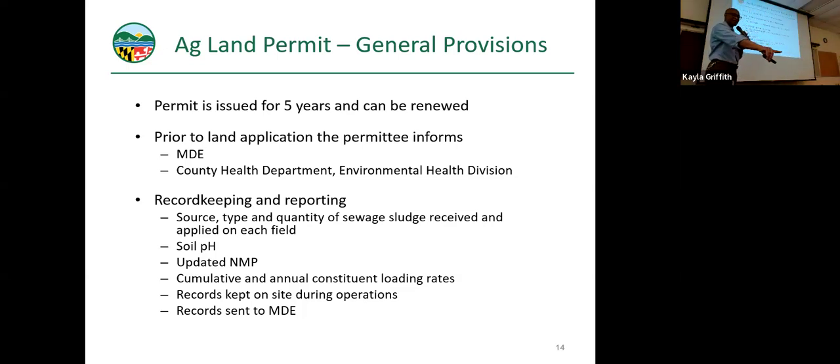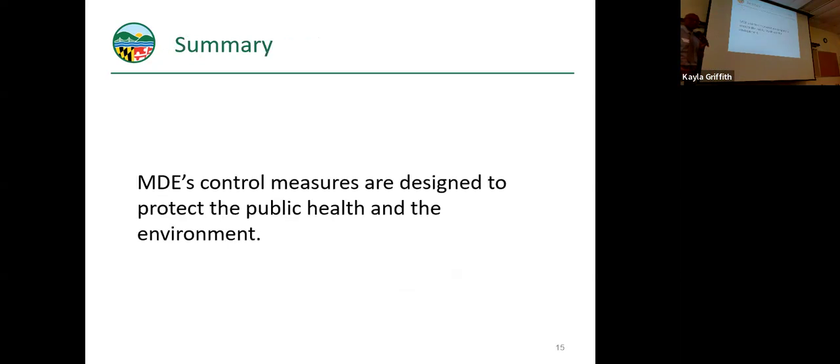Going further, we have records. The records are kept on the site during operations, so that if inspectors go there, they will see what they are doing. Nothing is hidden, it's open. Those records are also sent to MDE, Maryland Department of the Environment, because the regulation of sewage sludge is right under our control, so they send it to us for review. In summary, we do all this to protect the public health of Marylanders.